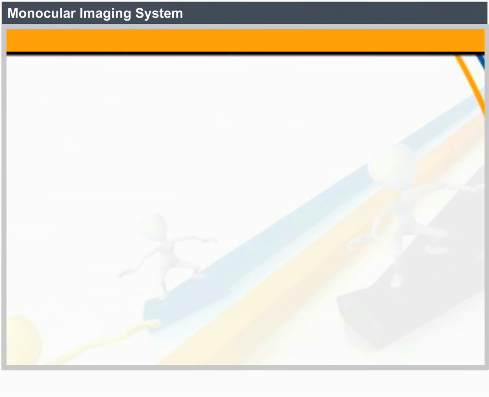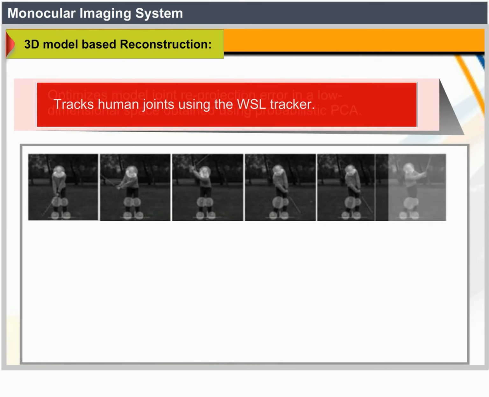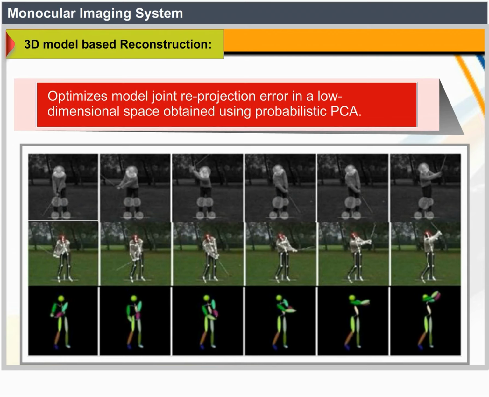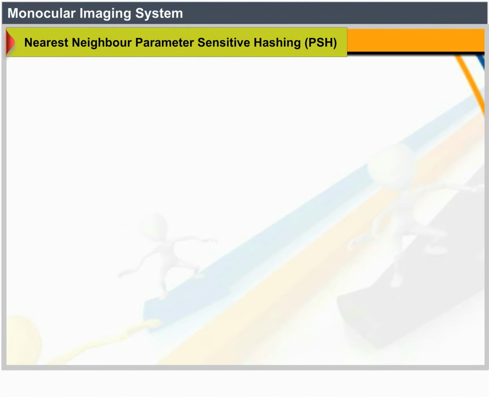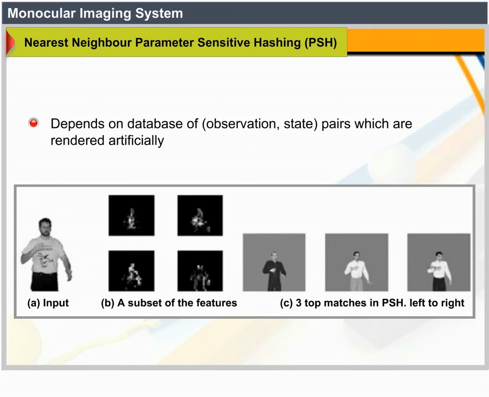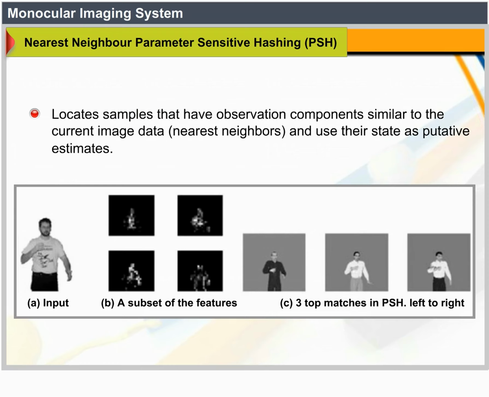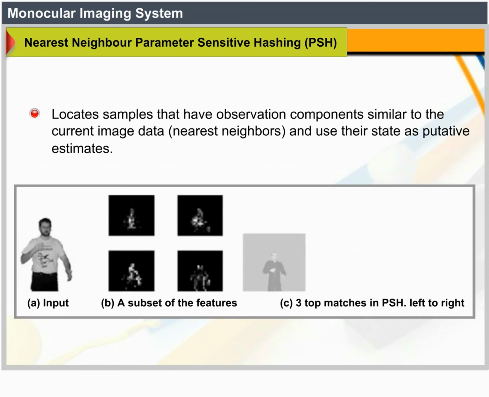3D model-based reconstruction. Track human joints using the WSL tracker. Optimize model joint reprojection error in a low-dimensional space obtained using probabilistic PCA. Nearest neighbor parameter sensitive hashing, PSH, relies on a database of observation-state pairs rendered artificially. It locates samples that have observation components similar to the current image data, the nearest neighbors, and uses their state as putative estimates.